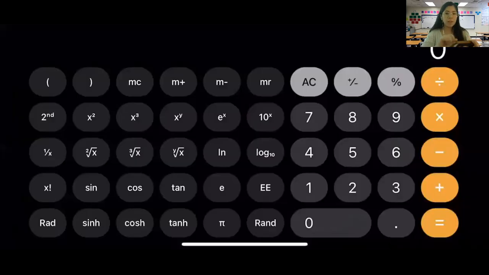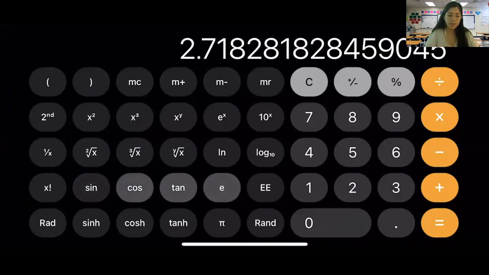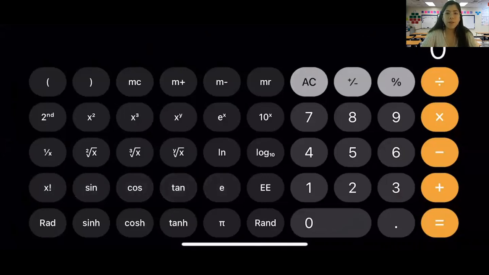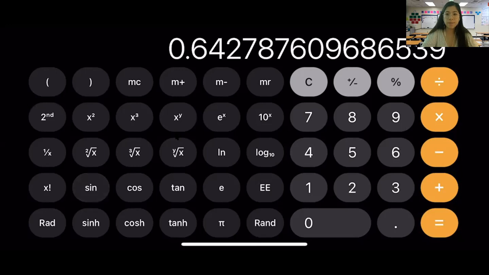Cool, here's my phone. I have these three buttons: sine, cosine, tangent. The first problem was to figure out the sine of 40. The first thing you have to enter is the number. So I put 40 and then hit the sine button, and there's my answer. We're rounding each of these to the nearest hundredth, so my answer would be 0.64.